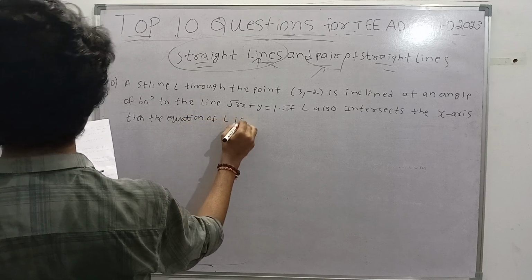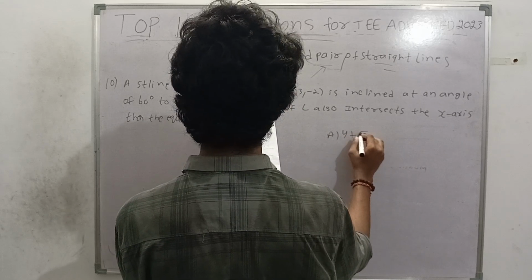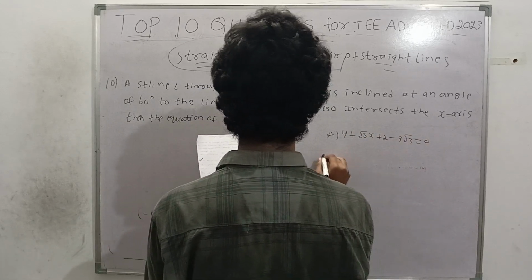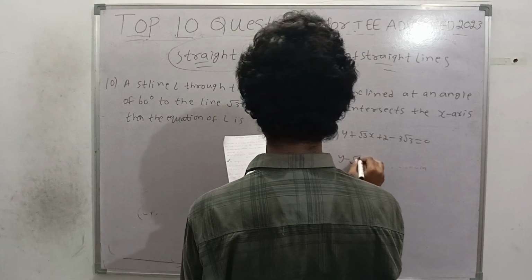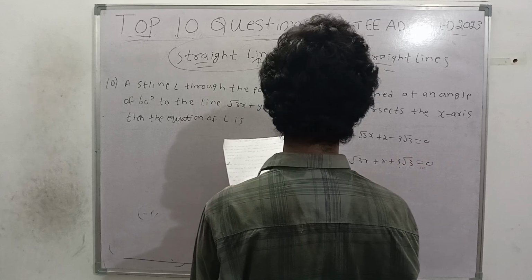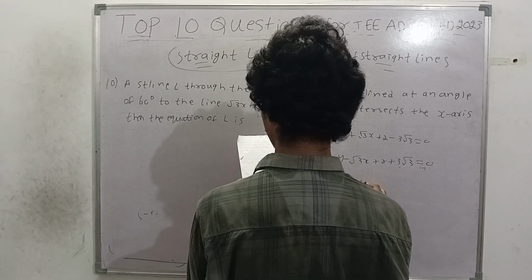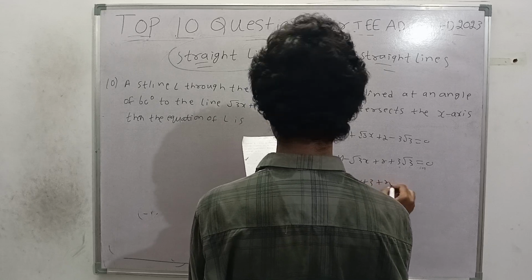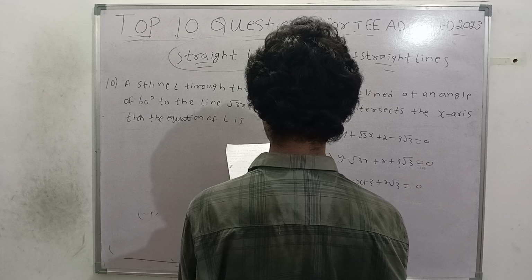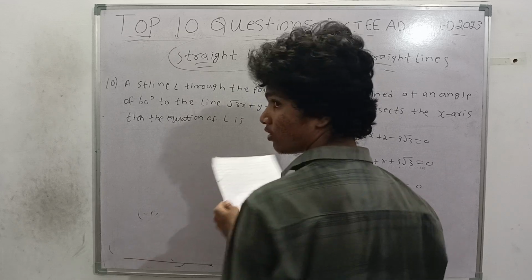the equation of L is: option A, y plus root 3x plus 2 minus 3 root 3 equal to 0; option B, y minus root 3x plus 2 plus 3 root 3 equal to 0; option C, root 3y minus x plus 3 plus 2 root 3 equal to 0; and option D, root 3y plus x minus 3 plus 2 root 3 is equal to 0.